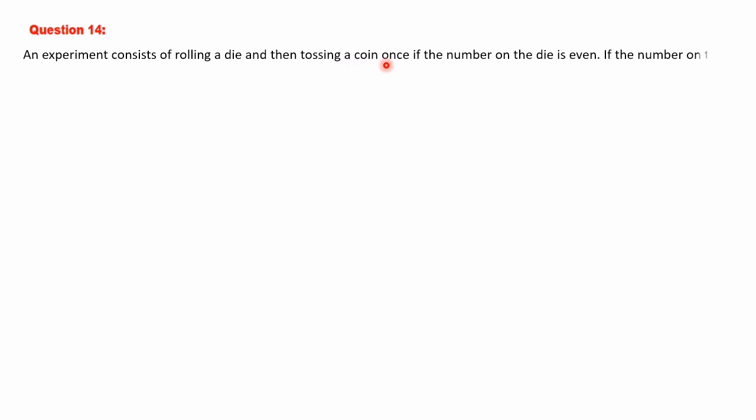Next we shall discuss question number 14. The question is, an experiment consists of rolling a die and then tossing a coin once if the number on the die is even. If the number on the die is odd, the coin is tossed twice. Write the sample space for this experiment.